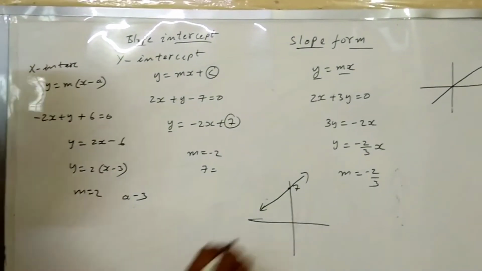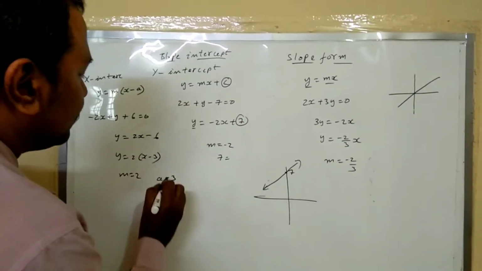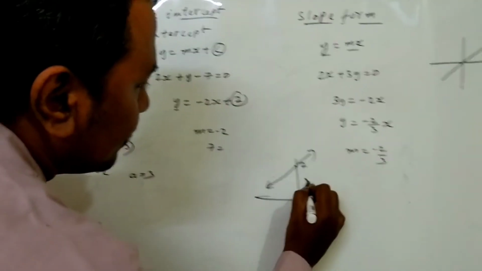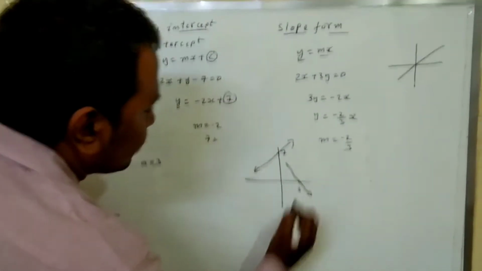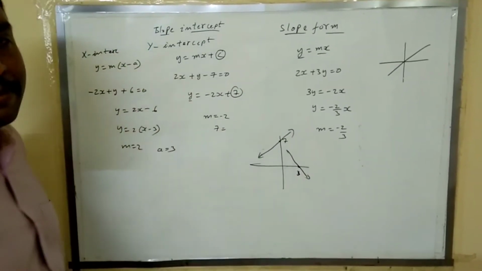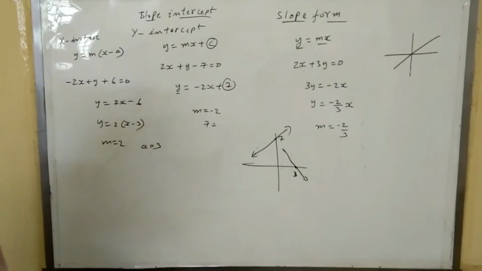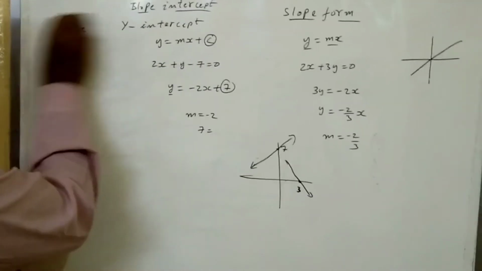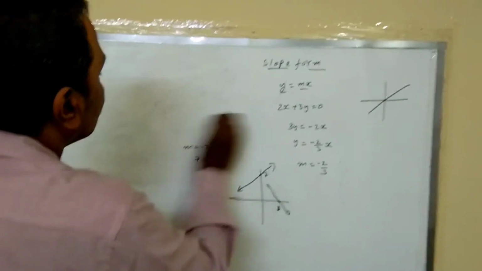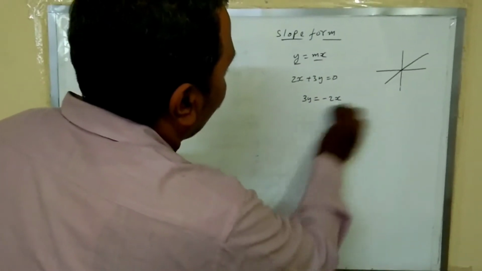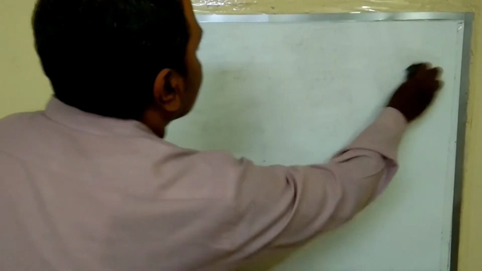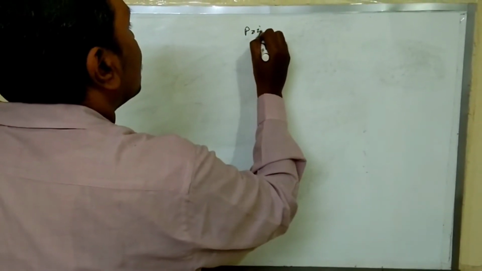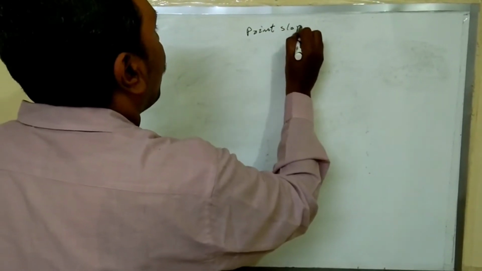That means the line is passing through 3 on the x-axis, 1, 2, 3. So this is passing through 3, which is called the x-intercept. Okay. Next one is point slope form.